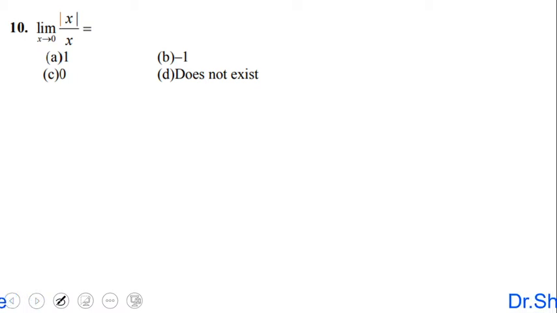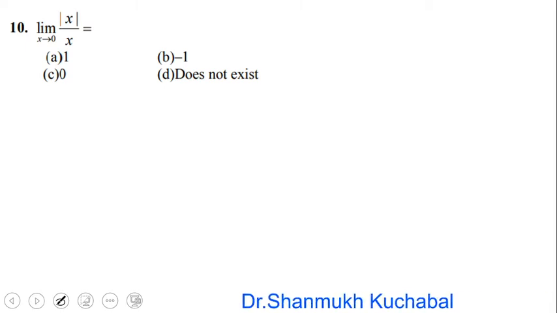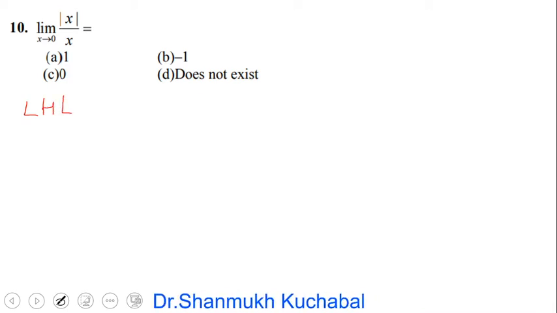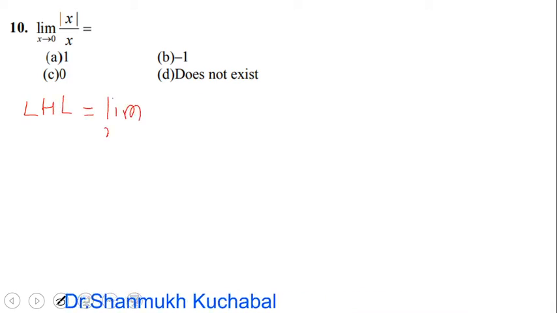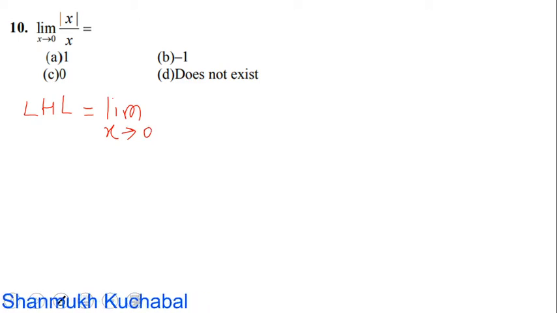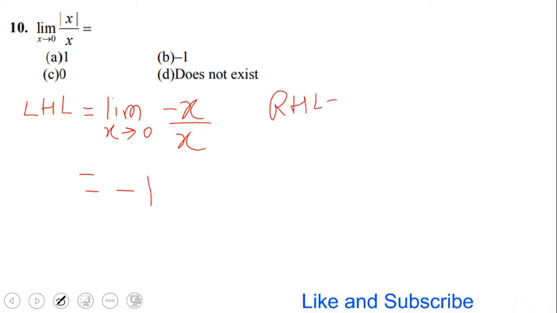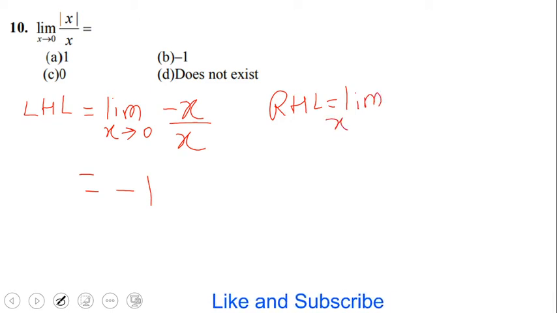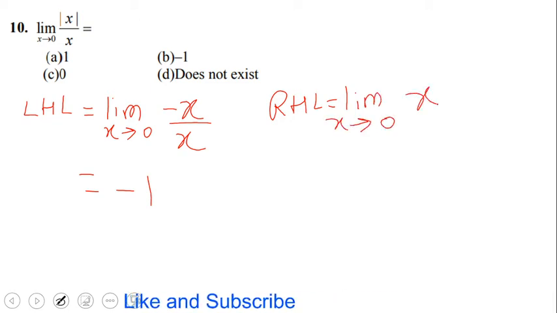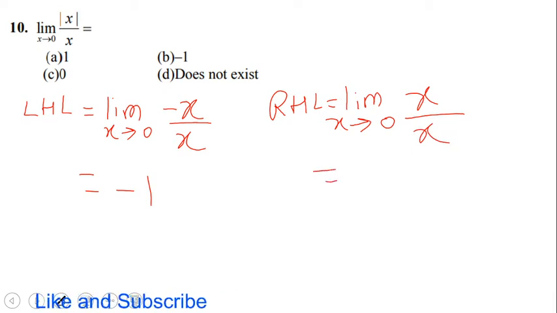The question is, limit of mod of x divided by x, as x tends to 0, equal to what it is. So for this, left hand limit and right hand limit we'll calculate. So LHL equal to limit x tending to 0 from the left hand side, negative value we have to take it, mod of x is negative, minus x divided by x here. So x gets cancelled, minus 1 we get it. And RHL we will calculate here. For RHL we have to take a positive value here. x is tending to 0, mod of x positive value divided by x. So x gets cancelled, 1 here.